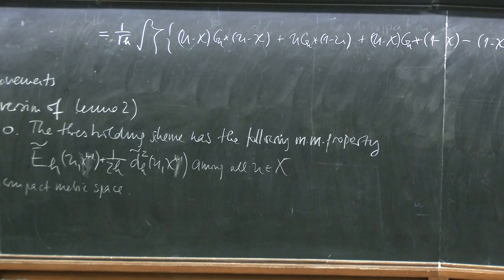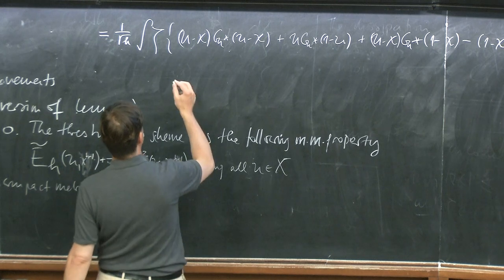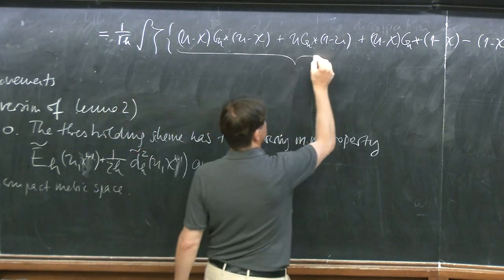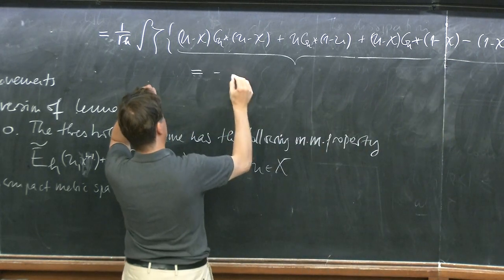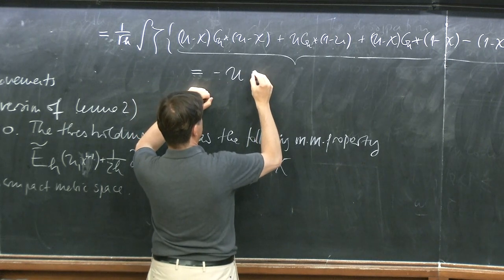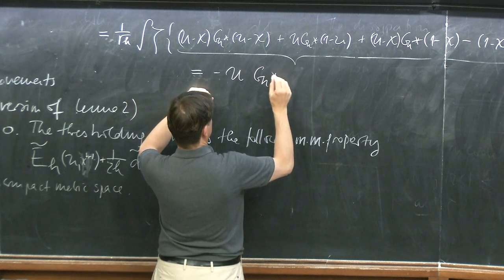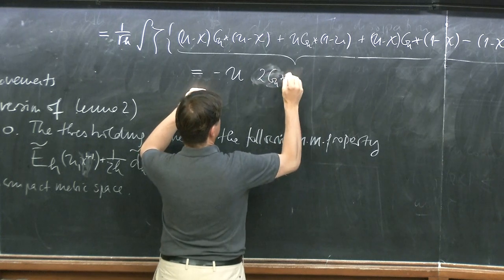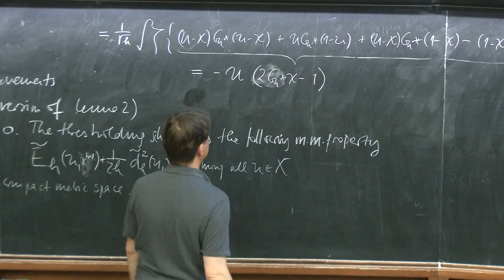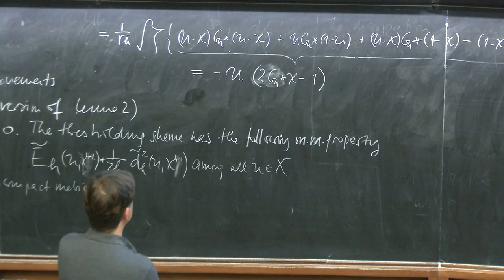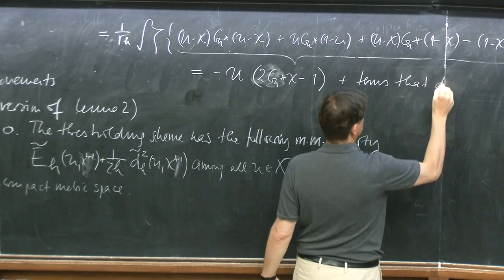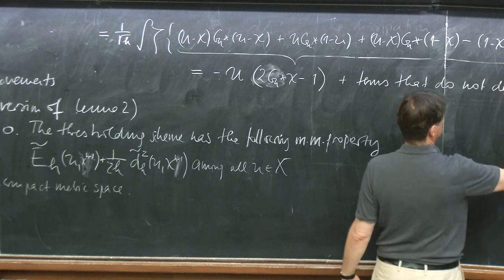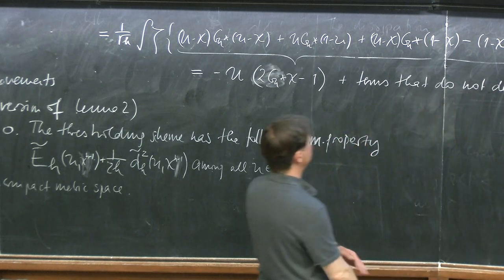And now we should see that this simplifies a bit, so this entire integrand should be equal to minus u gh 2 times gh chi minus 1. And then there should be terms which do not depend on u. So let's see whether this is the case.